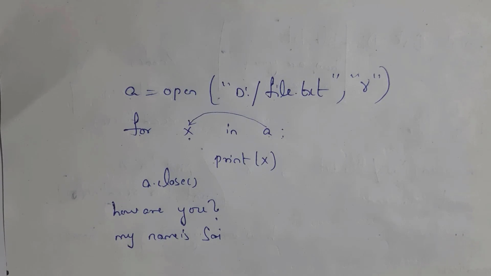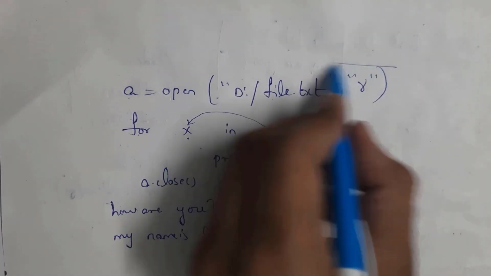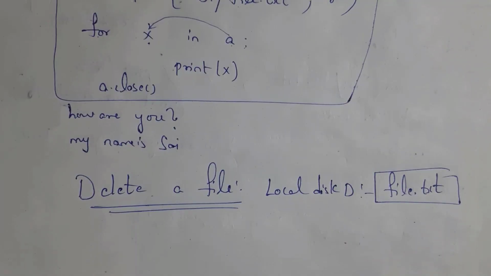Whenever you open any file, definitely we need to close that file. So definitely write here a.close. This is the program in order to print the output. Next I will explain how to delete a file.